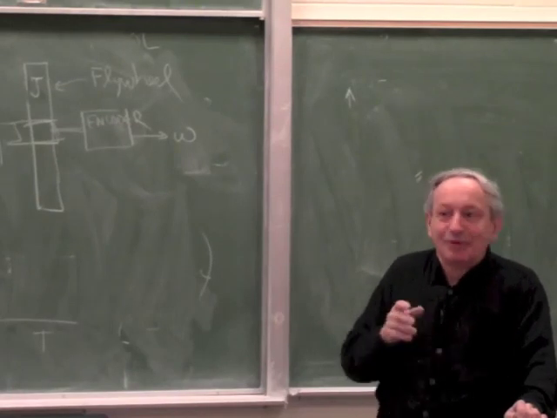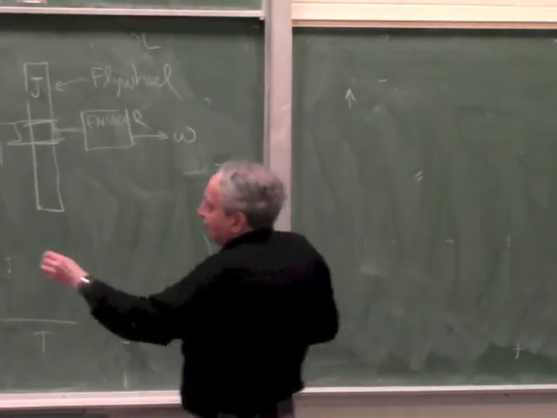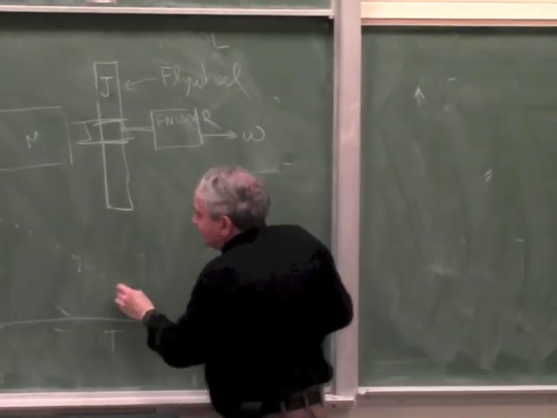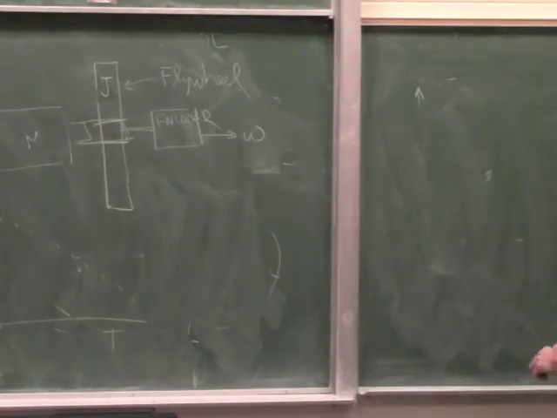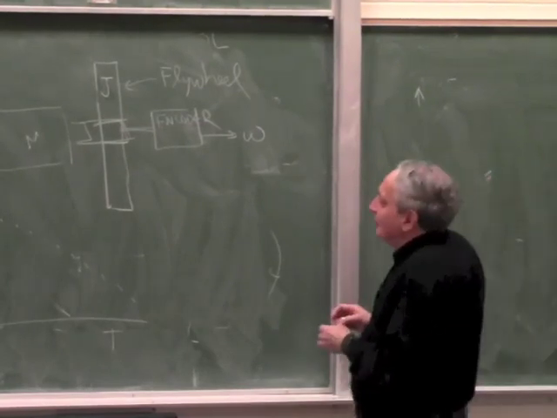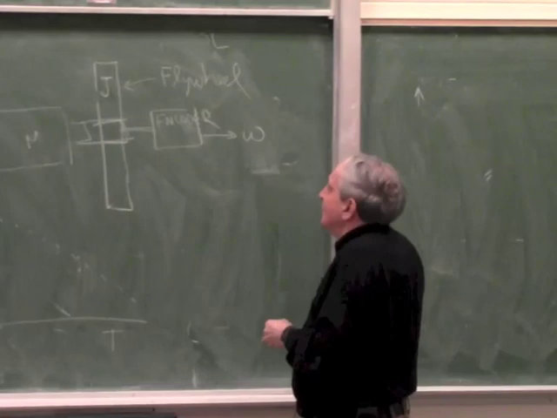But I want to plot it. I want to have a whole bunch of points. If I stop it, I only get it at omega 0. But I want to have a whole bunch of points at any omega. I want to know the torque at any omega.